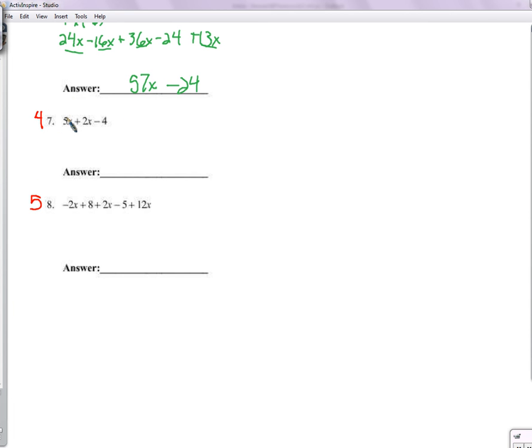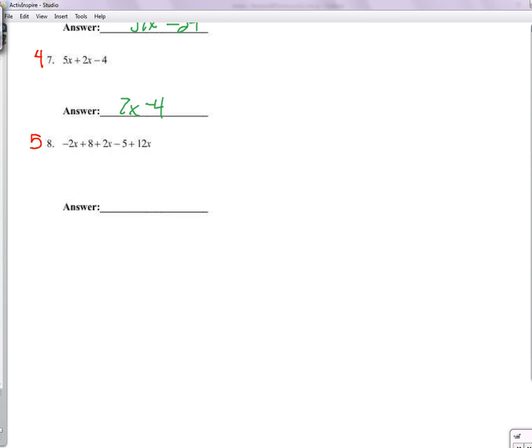Okay. Here, these last two, fairly straightforward. We're just going to collect like terms. We have a 5x plus 2 more x's is 7x minus 4. No other constants to combine with a negative 4, so that's just all that remains.